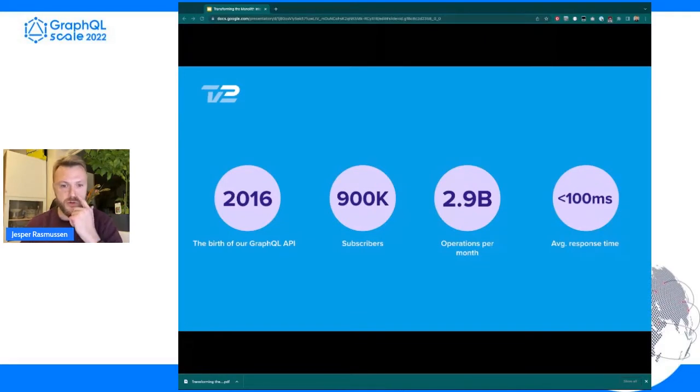Just to make it short about us, this is us. We're TV2, and TV2 is the largest commercial television broadcaster in Denmark. We also run the largest commercial streaming service for video in Denmark. We've been running GraphQL since 2016, which makes us pretty early adopters. We are currently running around 900,000 subscribers on the premium service, and doing so, we have around 3 billion operations during a month. Whenever we do queries or mutations inside GraphQL, we try to keep our response time within 100 milliseconds across the board.